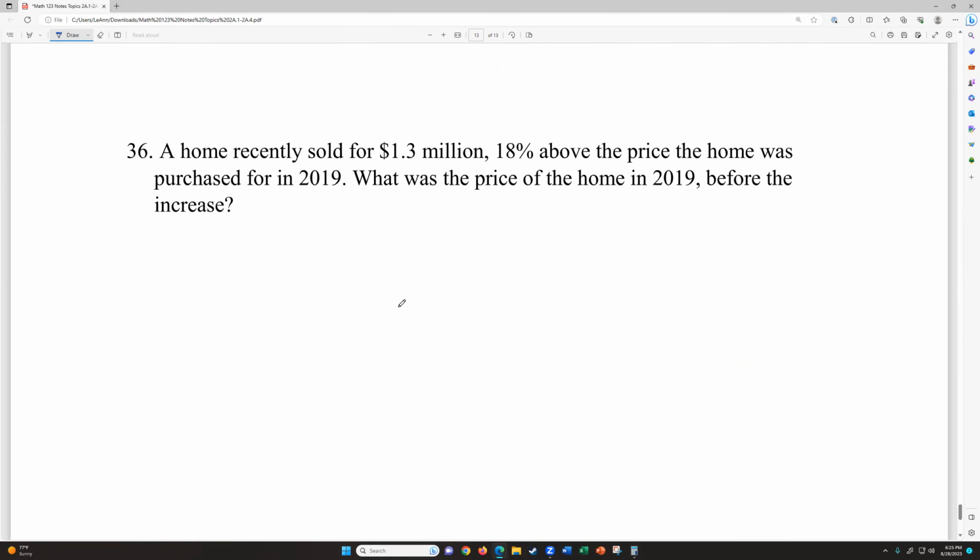All right, and then the last one, a home recently sold for 1.3 million, so that would be a newer value. 18% above the price, okay? So that's a markup of 118% of the base. And what was the price before the markup or the increase? So that's going to be the old, okay?